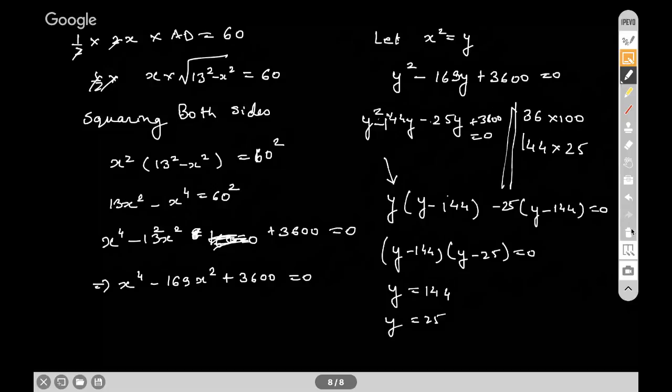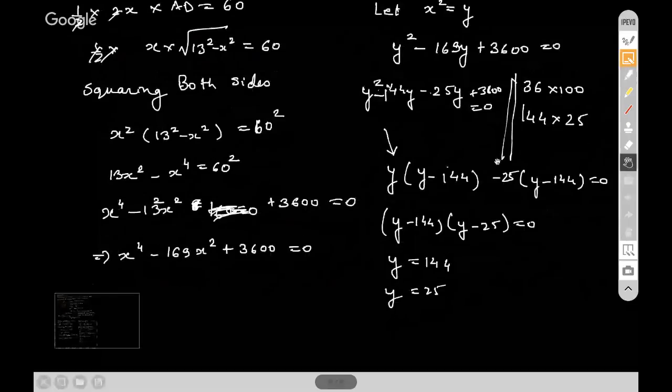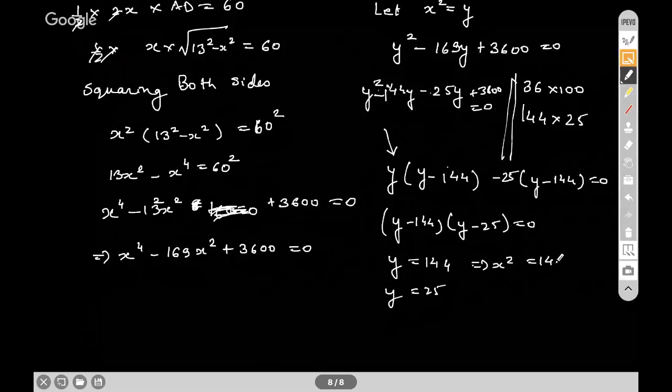So if y is 144, guys, then what will be x? X square was equal to y, isn't it? So hence we can write that x square is 144. So x equals 12. I am neglecting minus 12. Why? Because negative 12 cannot be dimension of a triangle. So hence x equals to 12.